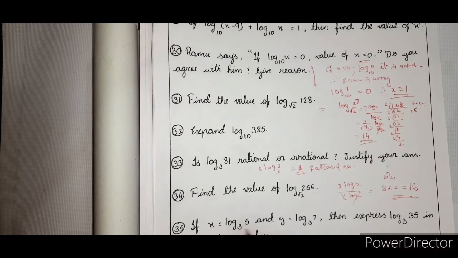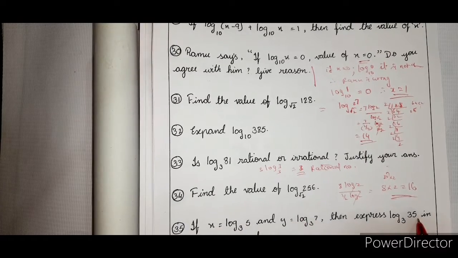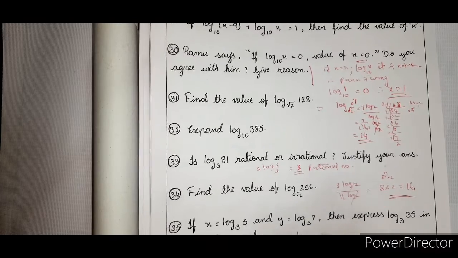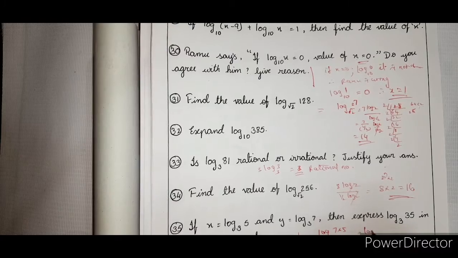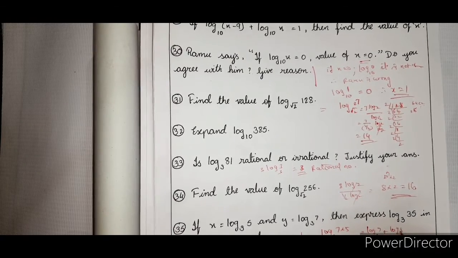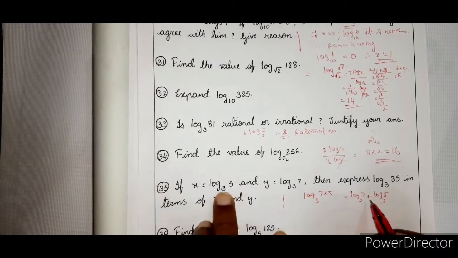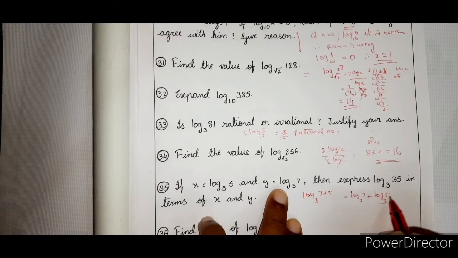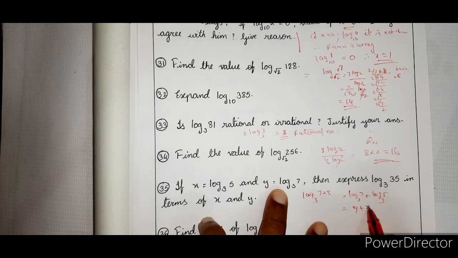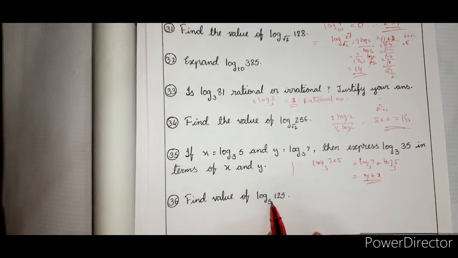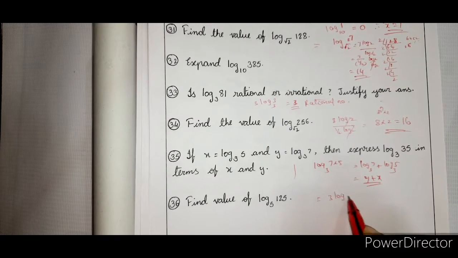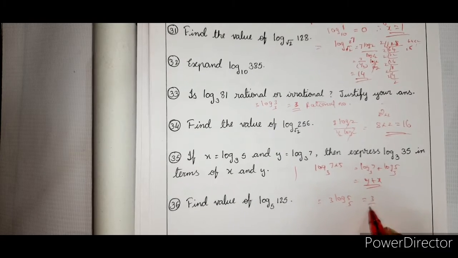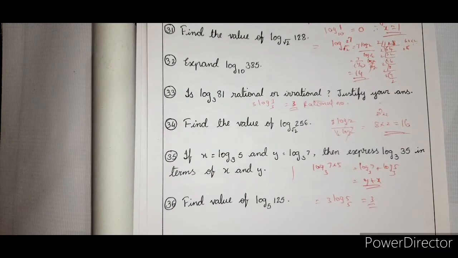X is equal to log 5 base 3, y is equal to log 7 base 3. Then express log 35. Very silly problems. Log 35 is log of 7 into 5 base 3, which is equal to log 7 base 3 plus log 5 base 3. What is log 5 base 3? x. Log 7 base 3? y. So therefore y plus x. Finished. Next, find the value of log 125. Again, 125 is 5 cube, 25 into 5. So that is 3 log 5 base 5, which is equal to 3. Done. Note it down.